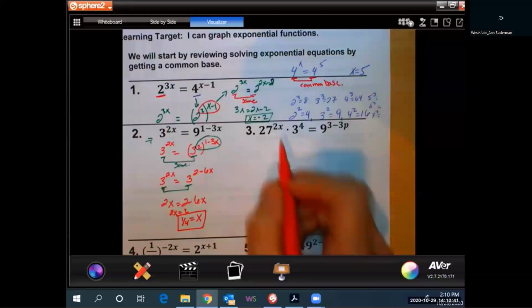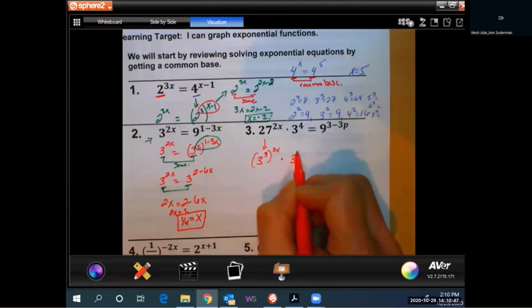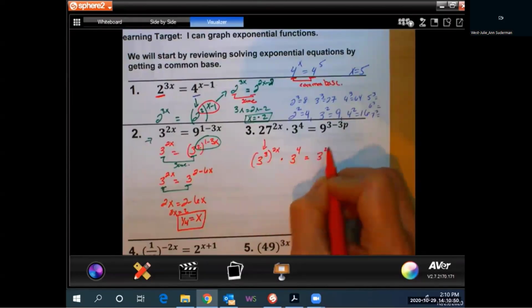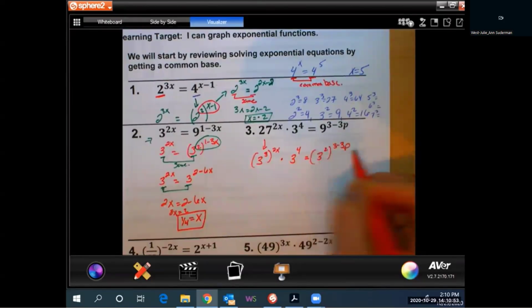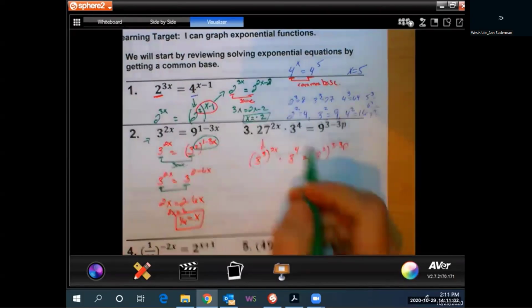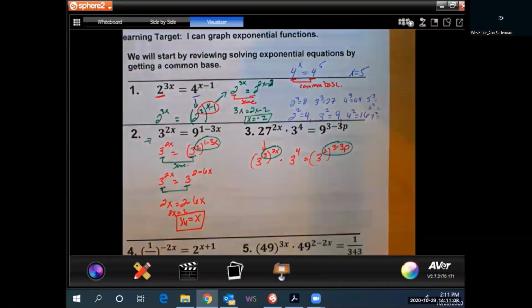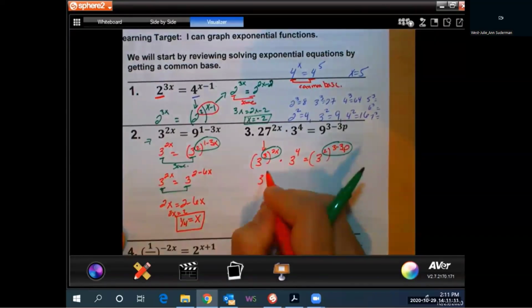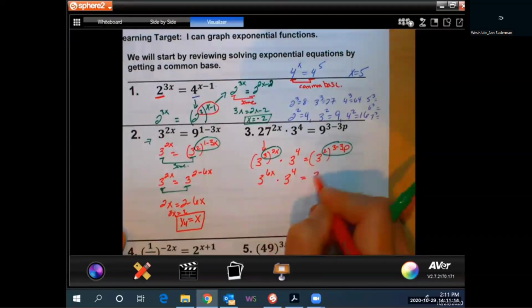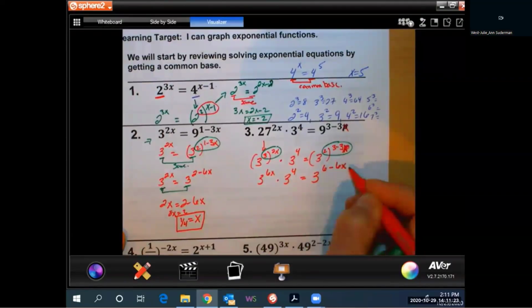So 27 is 3 cubed. We have 3 to the 4th. 9 is 3 squared. This time we have 2 things going on. So here we're going to do the power. So we have 3 to the 6x times 3 to the 4th equals 3 to the 6 minus 6x. Let's call that x, sorry. That should be x.